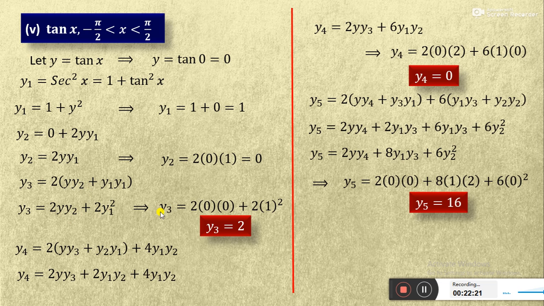So the next step, y3 equal to 2y y1 squared plus y y2. So y answer is 0, y2 answer is 0. So I substitute 0 into 0 plus 2 into y1 square. The y1 answer is 1, so plus 2 into 1 square. So the answer is y3 equal to 2. Next, y4.